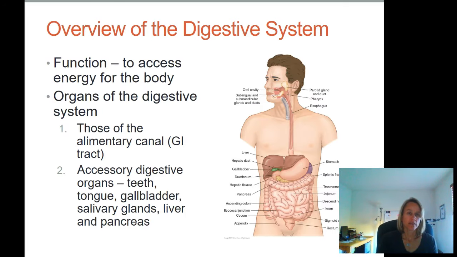The function of the digestive system is to access energy in foodstuffs for the body. There are two main categories of organs: those of the alimentary canal, or the GI tract, which is that long muscular tube that extends from mouth to anus, and the accessory organs that help aid in digestive processes, including the teeth, the gallbladder, salivary glands, and the liver and pancreas.